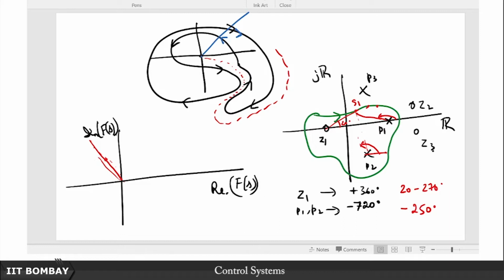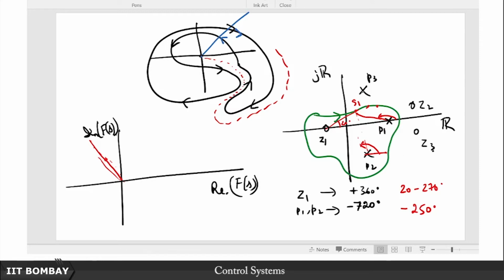What about P1 and P2? When I am saying they are each contributing minus 360, it means that they are going to contribute a minus 360 degrees, so a counterclockwise rotation, so that's minus 720. What about points like P3, Z2 and Z3? That we have already seen.